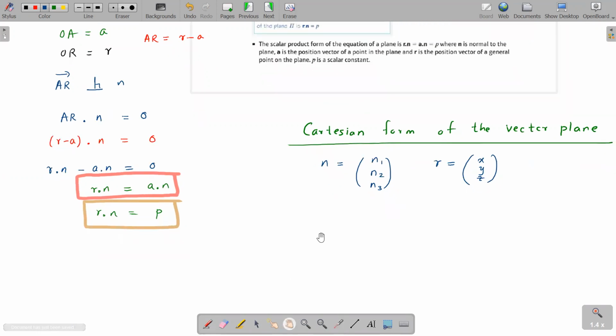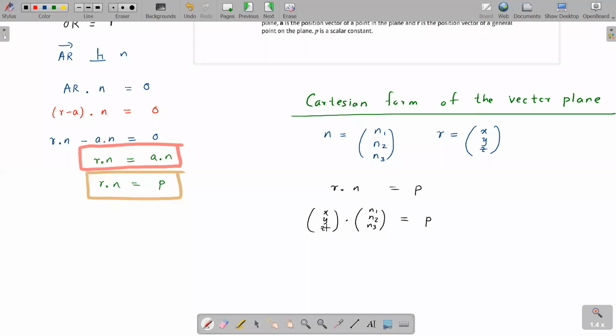So shall we use the help of our equation? r dot n equals p. So r is x, y, z. Dot n is n1, n2, n3 equals p. Now you know p is a constant. Let it be there. Let's get the dot product. So x into n1 is x n1 plus y n2 plus z n3 equals p. Do you agree with me? So I take the i coefficient and multiply with i. So you keep on adding like that, the j coefficients and the k coefficients, and you equate it to p.